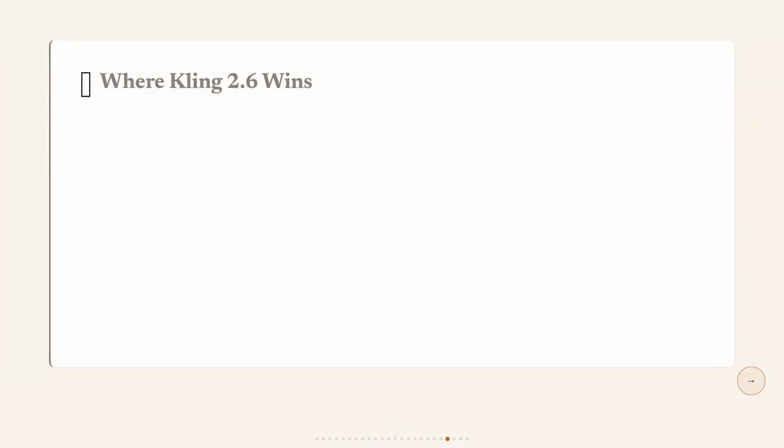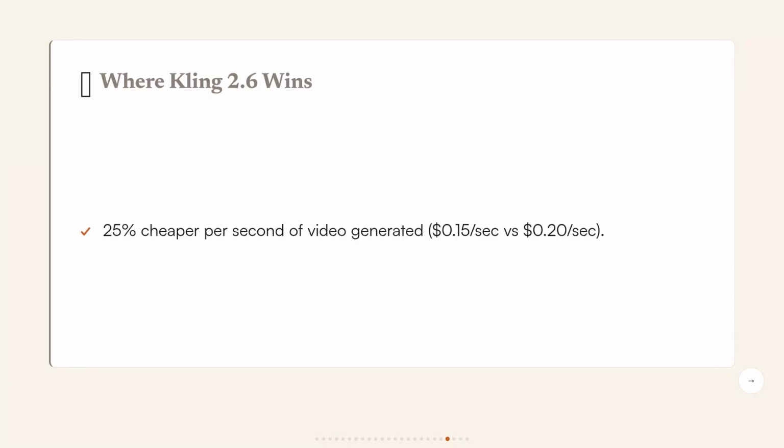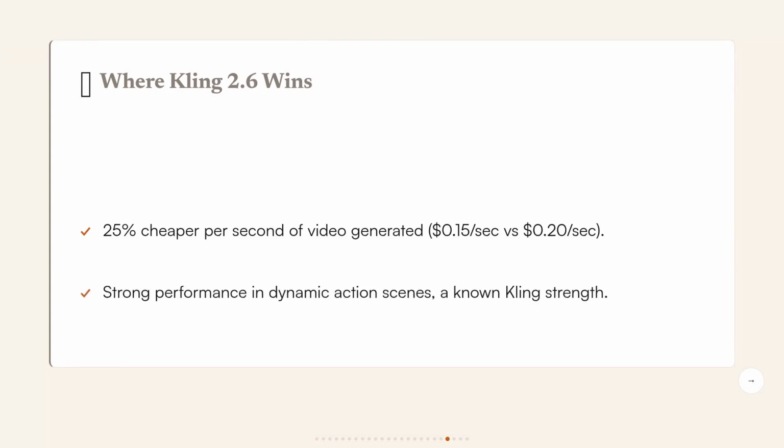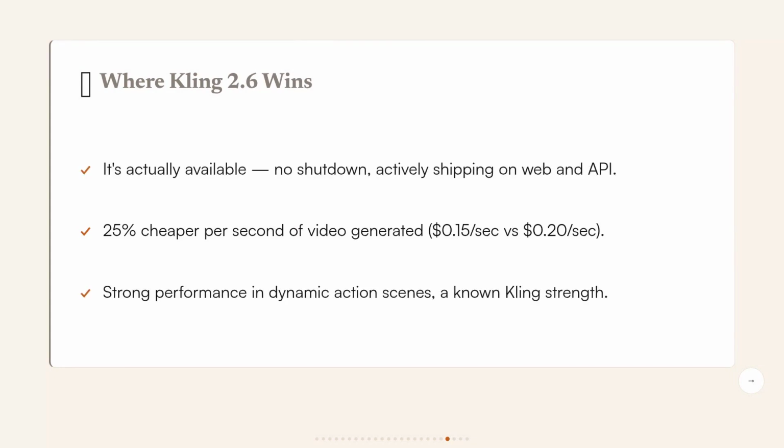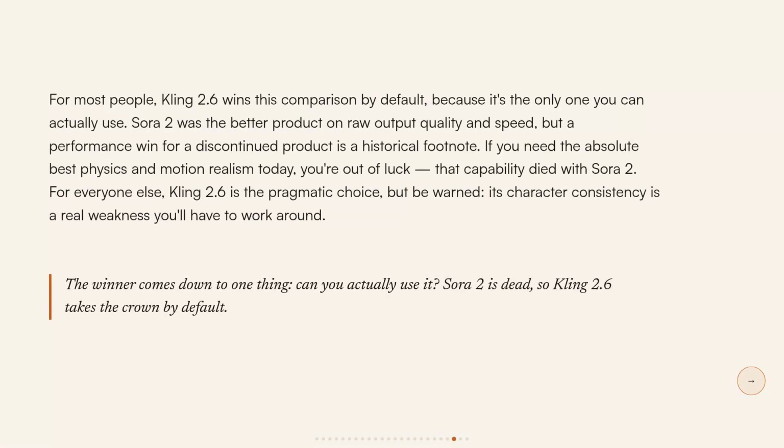Kling 2.6 wins on 3 things that actually matter right now. It's live and shipping, no shutdown date, available on web and API today. It's 25% cheaper per second of video generated, 15 cents versus 20 cents. And dynamic action scenes are a genuine strength, which is a real use case for a lot of creators. If you need the best physics and motion realism in AI video, Sora 2 was your answer, and that answer is gone. Kling 2.6 wins by default.